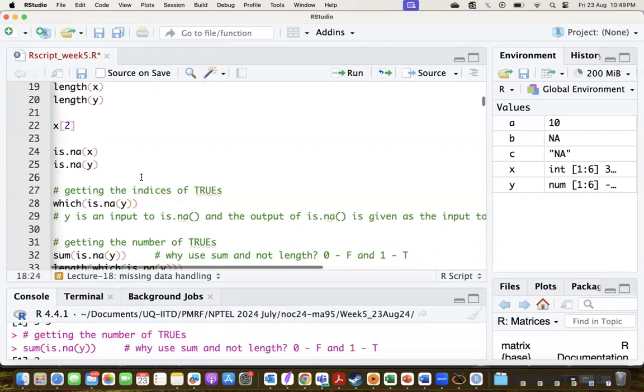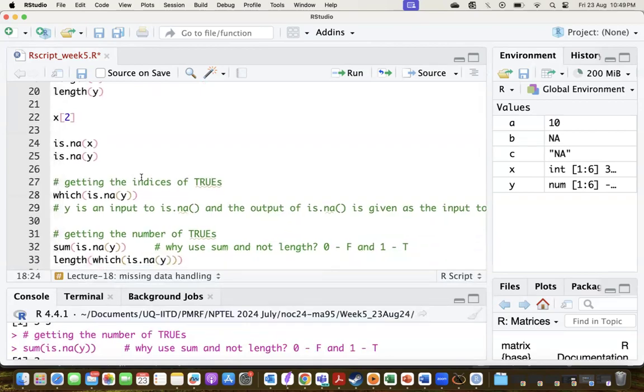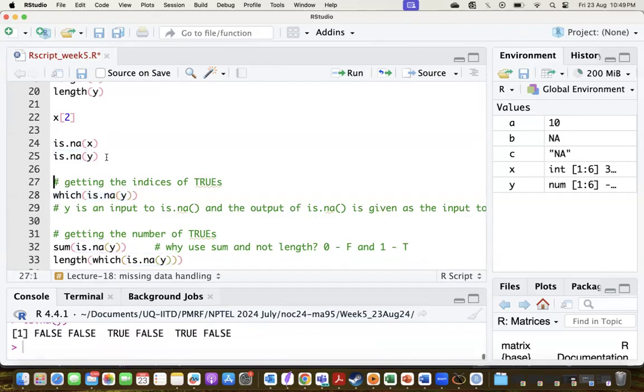So the first question, to find out which positions the NAs are, we can use this combination of functions. First we do is.na, that gives us a vector of the same length in terms of trues and falses. Now from all of this, we can interrogate which positions are true. And when we did that, it gave us position 3 and 5.